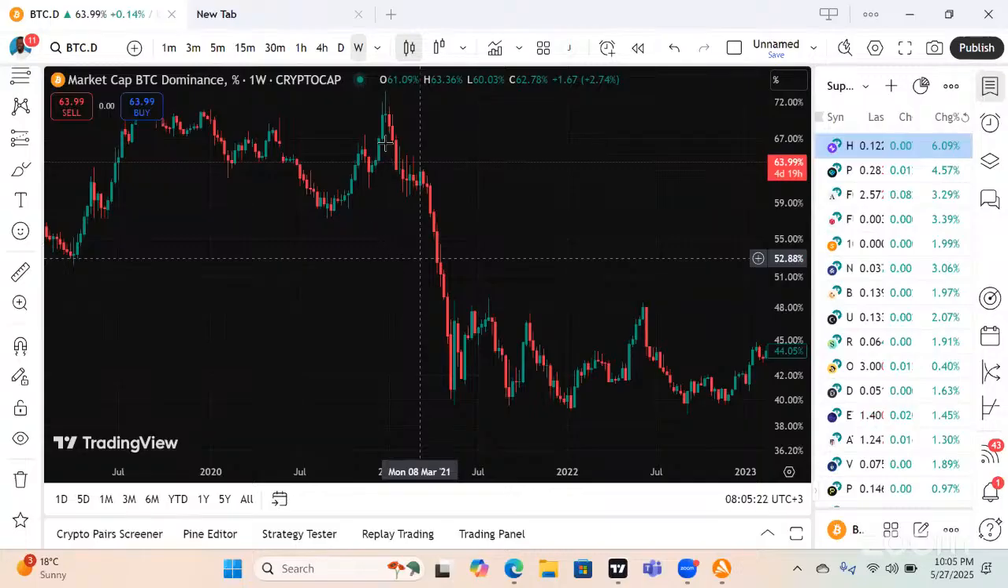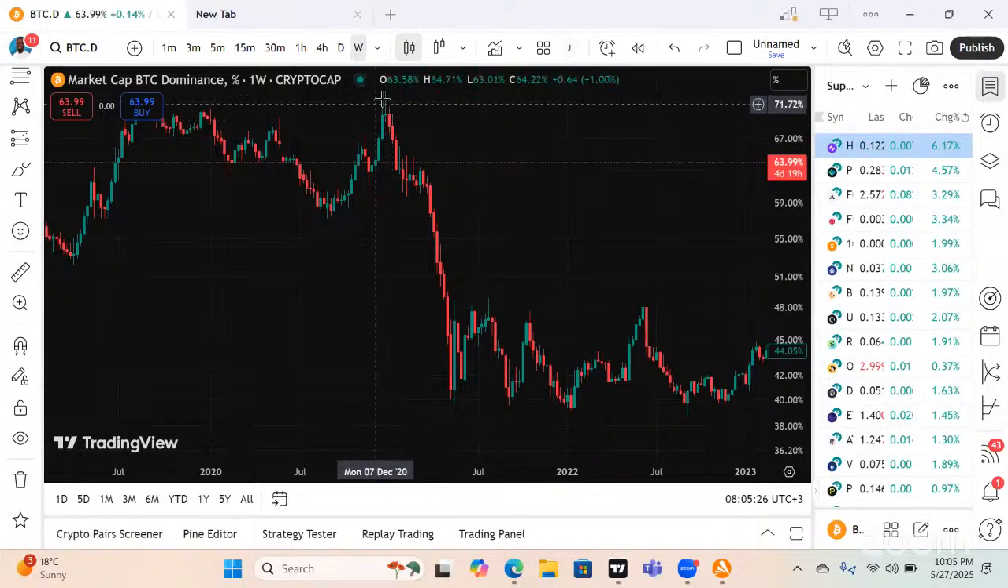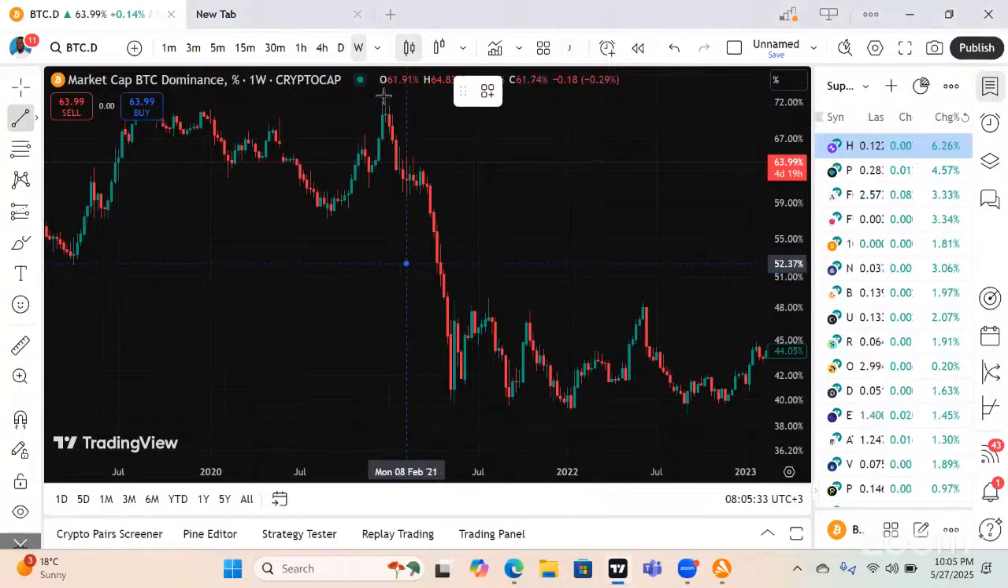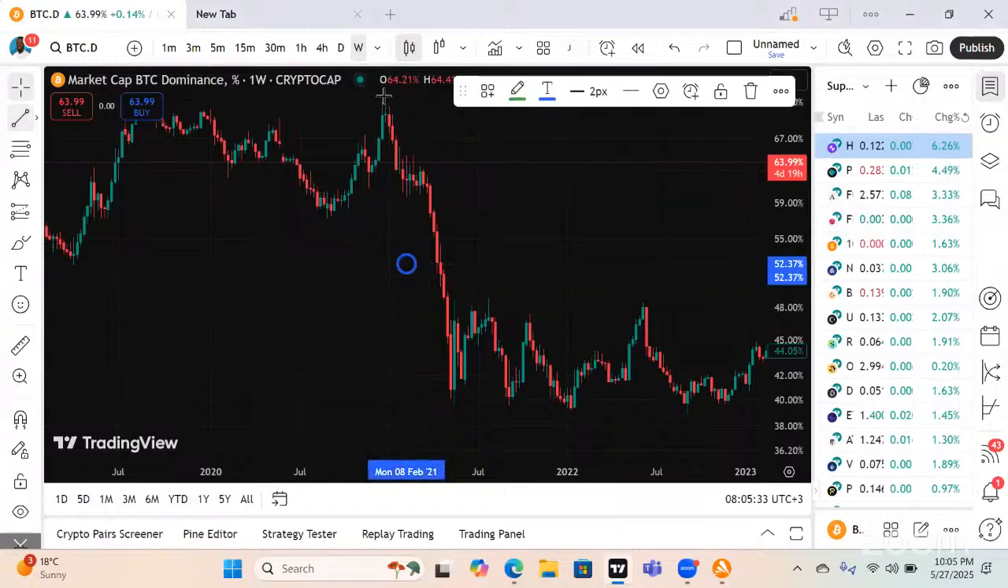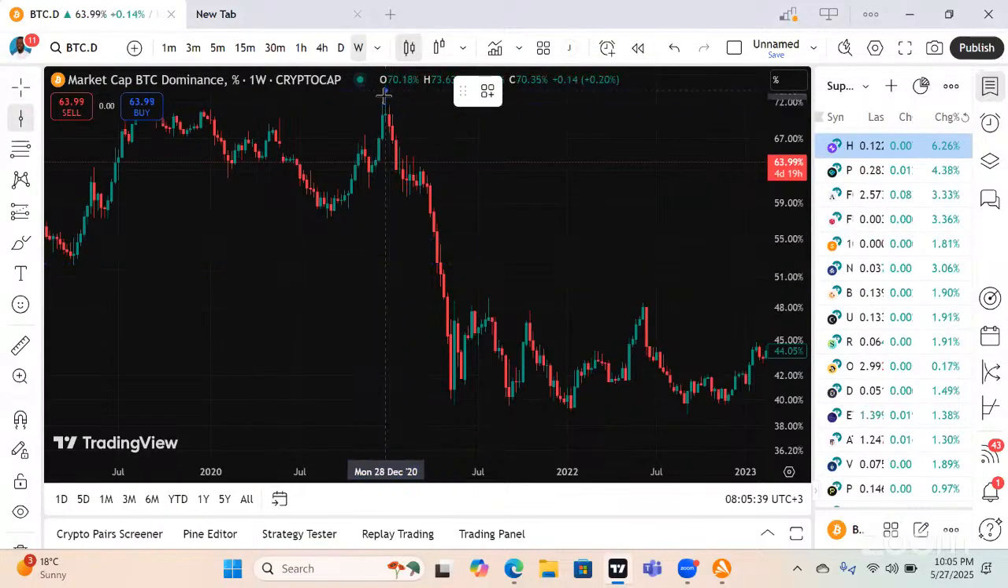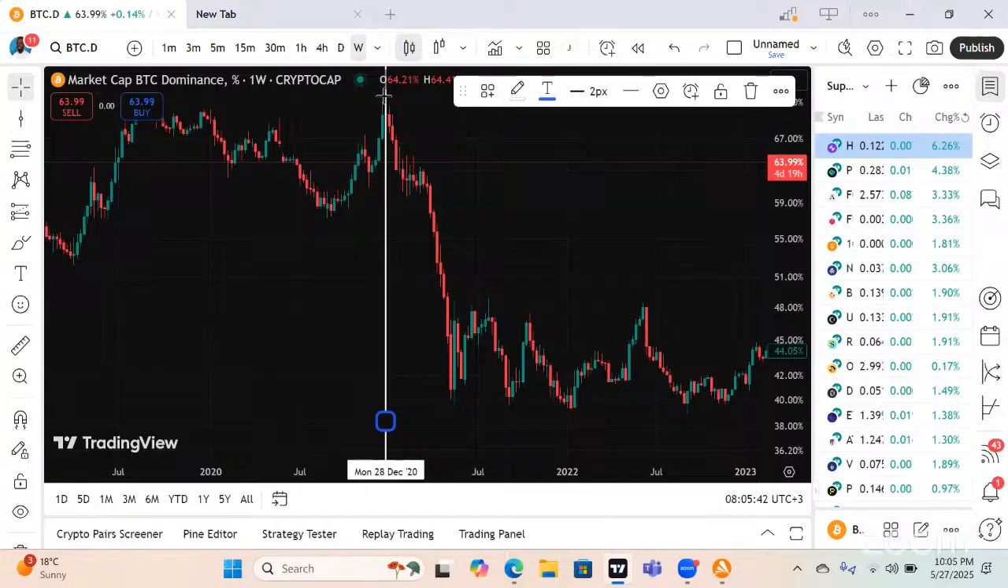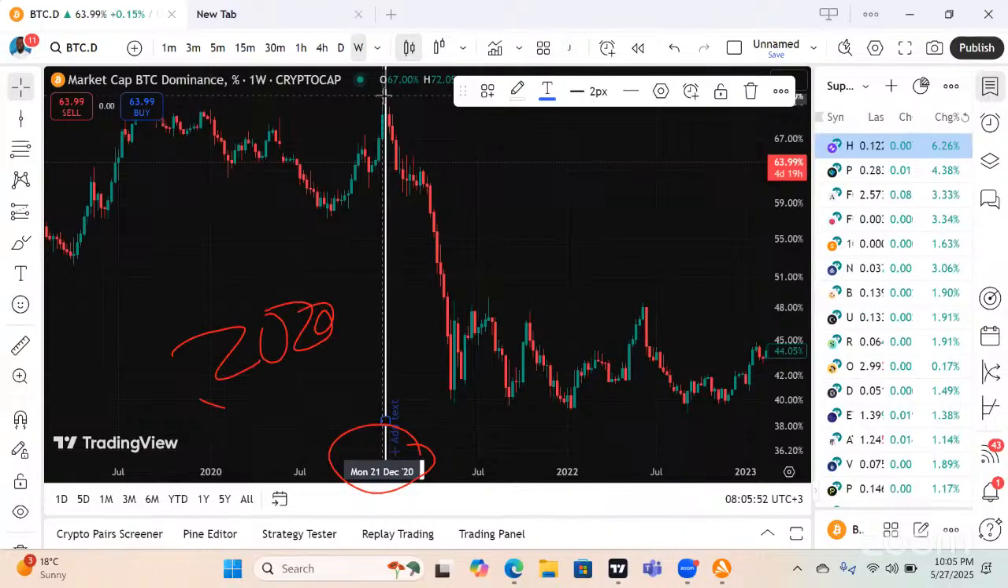So basically, I'll draw a line. I'll draw a vertical line. December, how many are following? I'm going to go back to my moving averages, but I just want you to understand. This was December 2020. That's when we understand the Bitcoin dominance.